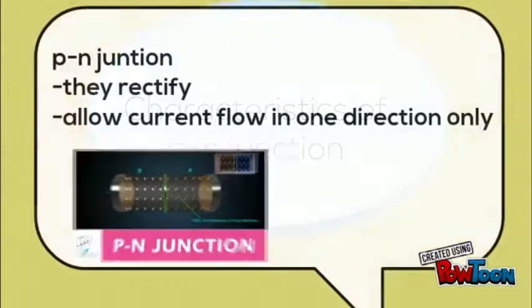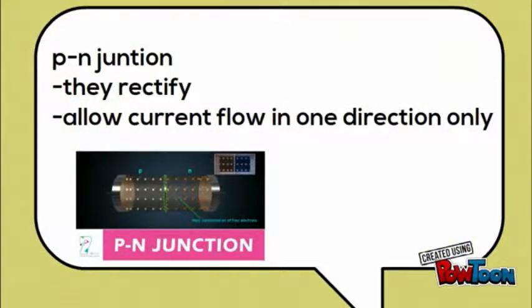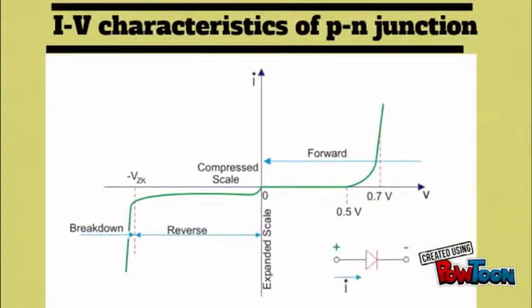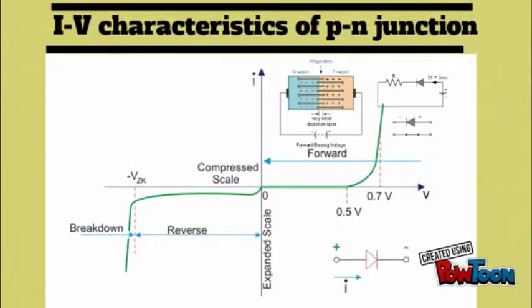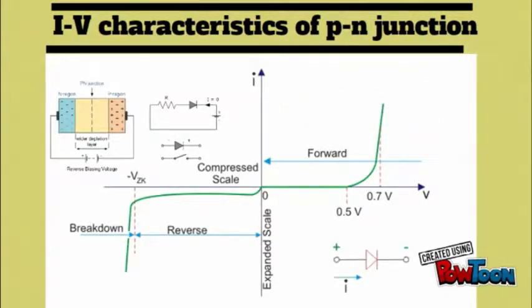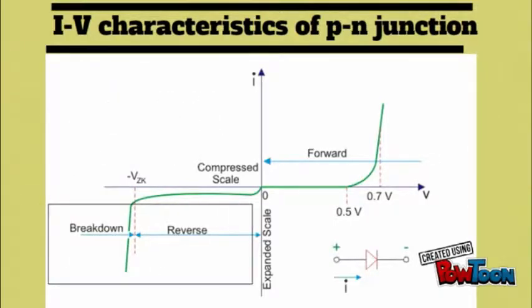History of PN junction. A PN junction rectifies and allows current flow in one direction. In forward bias, you will obtain 0.7 volts. Under reverse bias, it will gradually reduce the drift current, resulting in a small reverse current, up to the breakdown voltage.